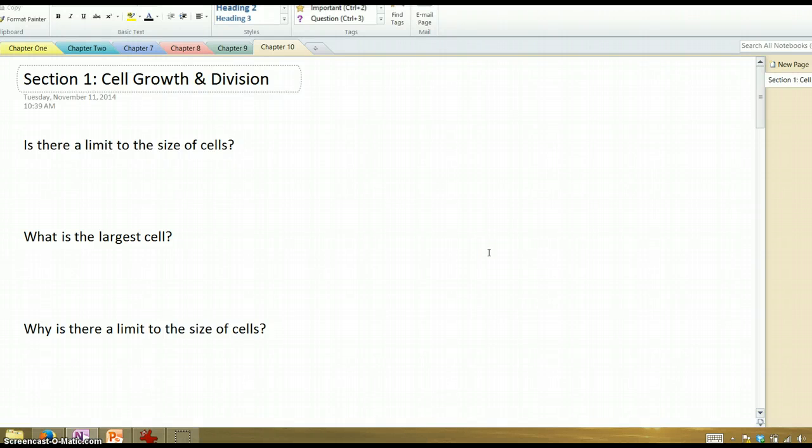Okay, let's talk now about the first section of chapter 10, cell growth and division. Of course, we learned early on that cells are the basic units of life, and without cells, you don't have living things. So, of course, a study of cells is important. We looked at the structure of cells, plant and animal cells, with all their organelles and such.